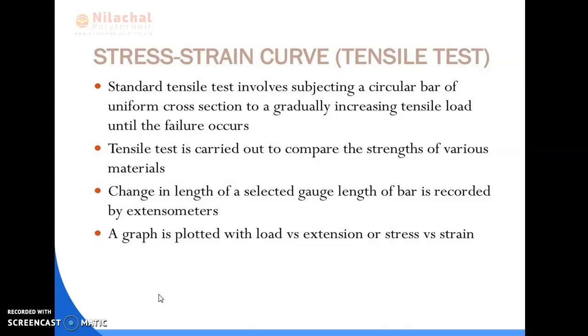In tensile testing of a specimen, initially there are 2 points to be specified. The length is to be measured, which is known as the gauge length, and is recorded by the extensometer. Here we record the change in length according to the applied load, and we plot a graph between load versus extension or stress versus strain.